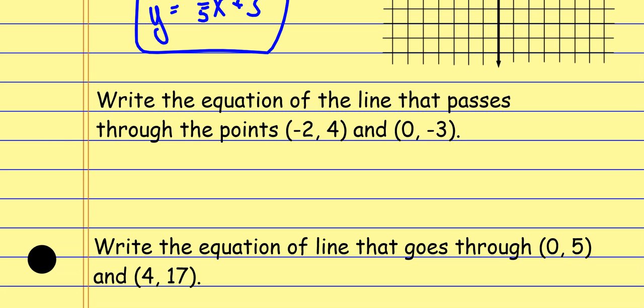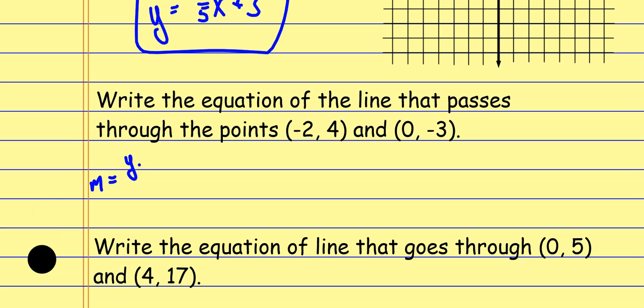If I look at the next one, it says write the equation of the line that passes through these points. I've got (-2, 4) and (0, -3). Again, if I was doing this in point-slope form, which maybe you would do, you'd still have to find the slope first. So here, I would find the slope.